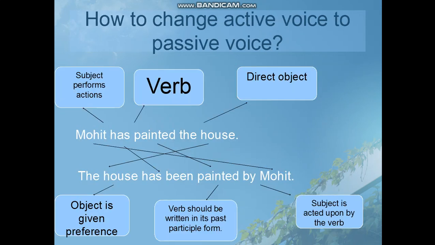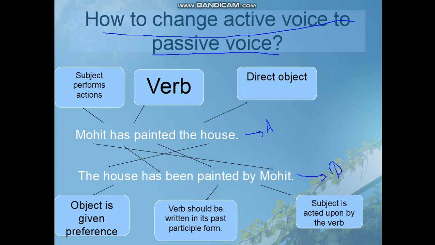Now let us be clear with this example. Mohit has painted the house. This is in active voice. The house has been painted by Mohit. This is passive voice. So how do we change an active voice to passive voice? Let us see that also.